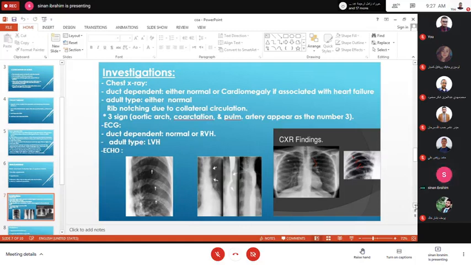Of course, echo is the diagnostic test. We examine the aortic arch from the suprasternal area and find the site of constriction, and by Doppler study we see the obstruction. If the gradient is more than 20, this is an indication for intervention, usually done either by cath or by surgery.